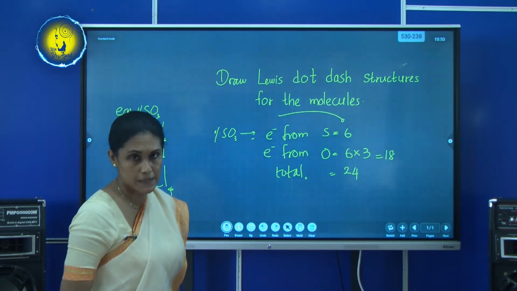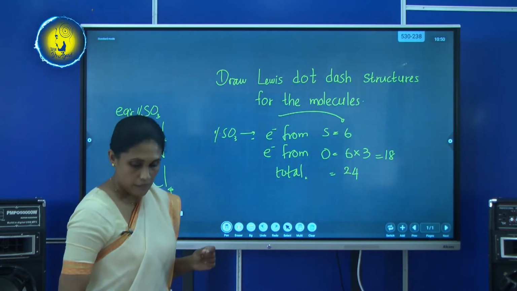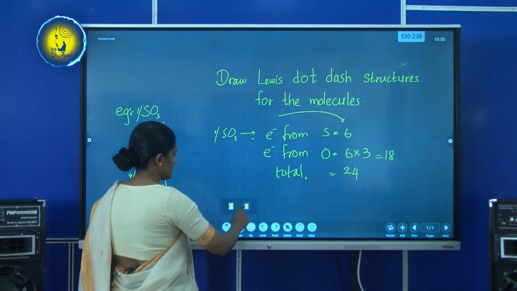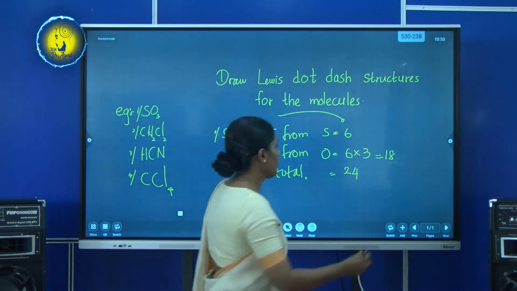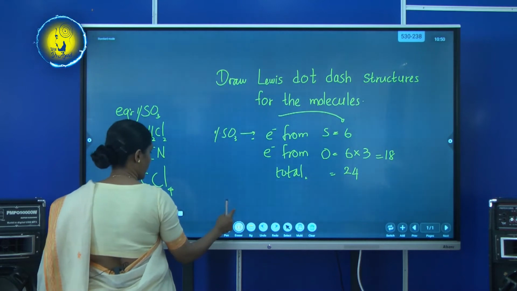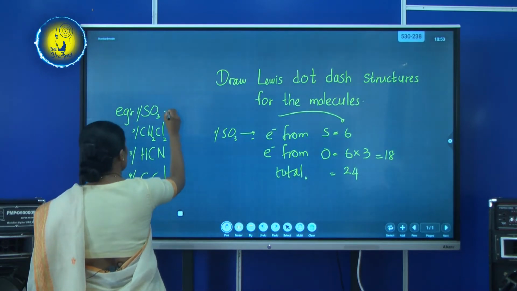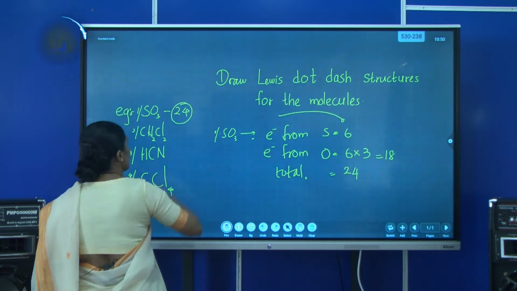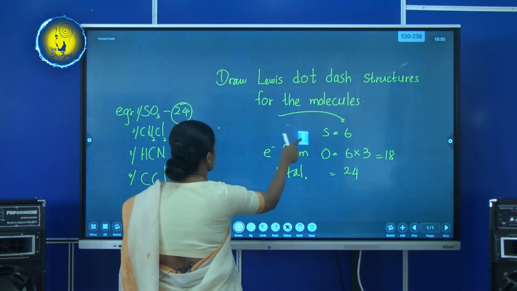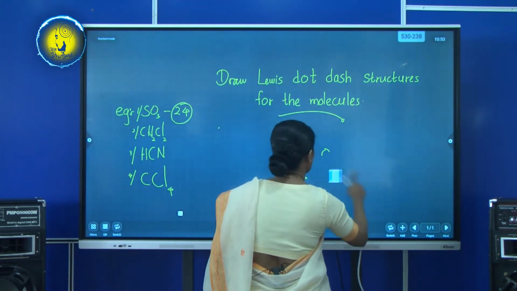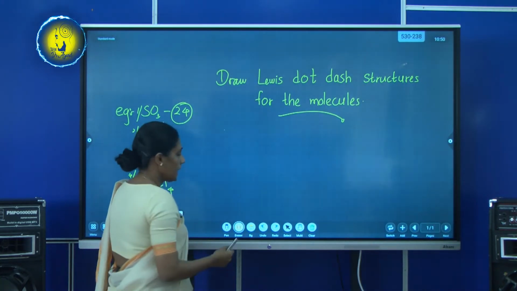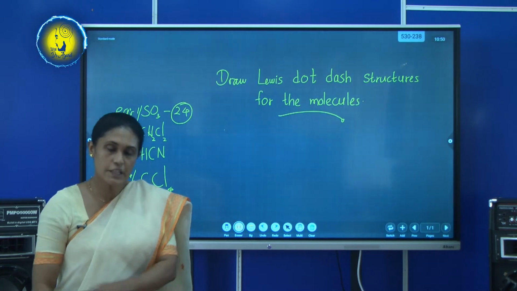We are going to draw the mechanism. We are going to draw the structure. Just keep the number of electrons in your mind, 24. Let me write it in the corner. Right, 24. I'm going to clean the rest of the part. Then, I have sent you the note.